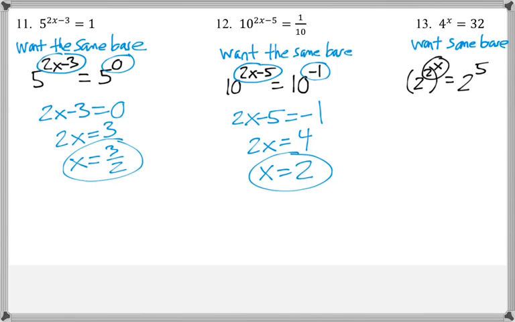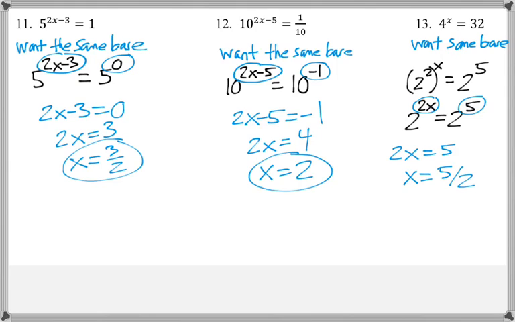So this is power to power, meaning I want to multiply my exponents. So 2 times x is just 2x. So this is 2 raised to the 2x is equal to 2 raised to the 5. And now that my bases match, these are both 2, I'm going to set my exponents equal to each other. And then divide both sides by 2, and x is equal to 5 over 2.